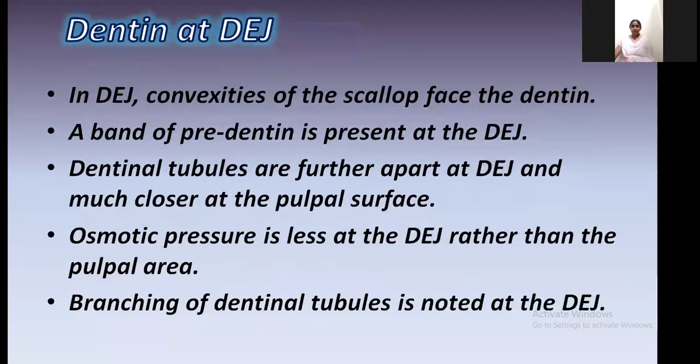The dentin at the dentino-enamel junction. In the DEJ, convexities of the scallop face the dentin. A band of predentin is present at the DEJ. Dentinal tubules are further apart at the DEJ and much closer at the pulpal surface. This is an important one word. At the DEJ, dentinal tubules are further apart.